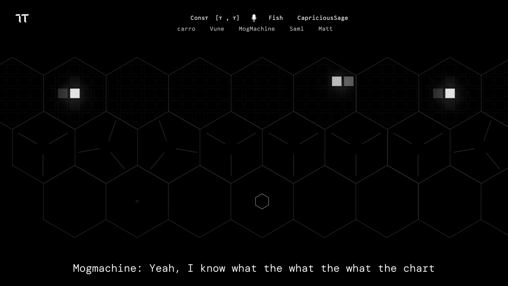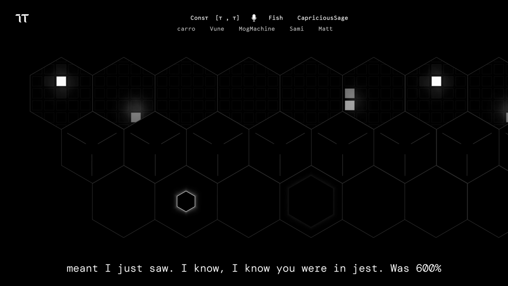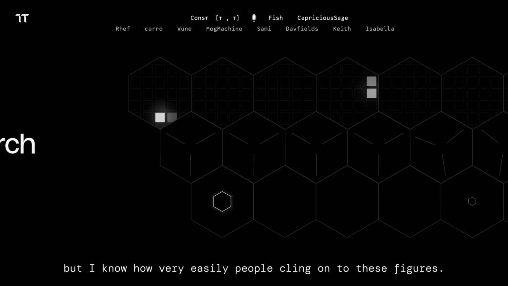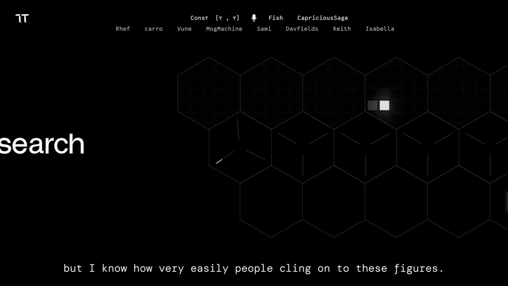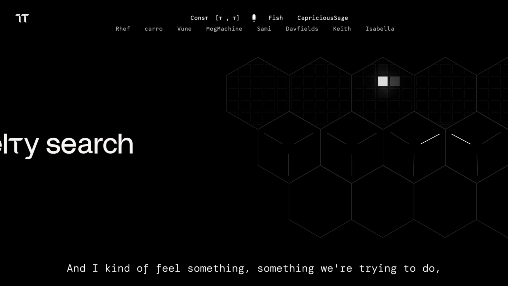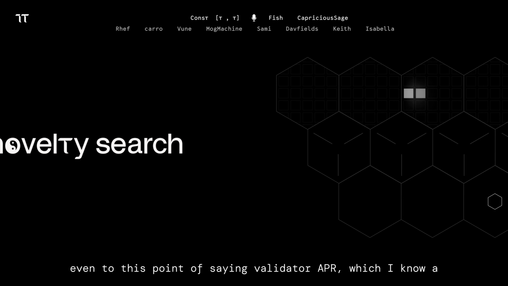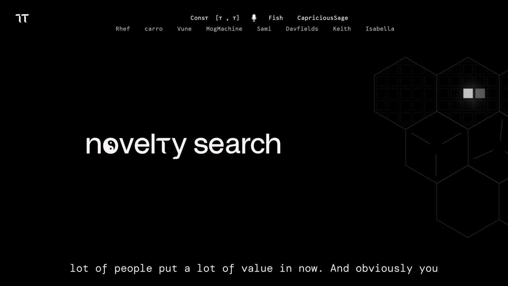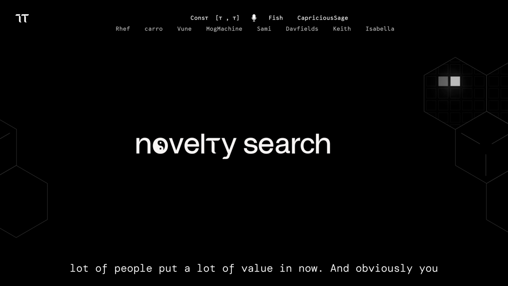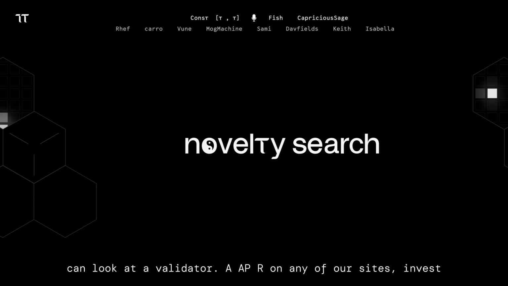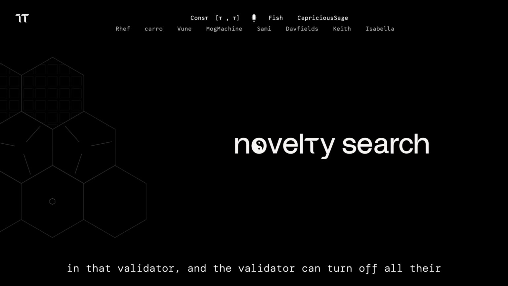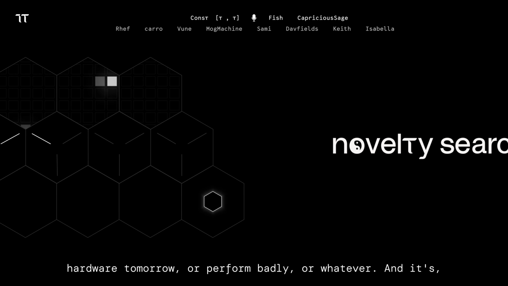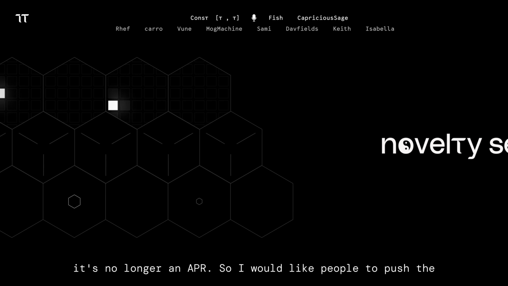Yeah, but I know what the chart meant. I know you were in jest with 600%, but I know how very easily people cling onto these figures, and I kind of feel something we're trying to do, even to this point of saying validator APR, which I know a lot of people put a lot of value in now. And obviously, you can look at a validator APR on any of our sites, invest in that validator, and the validator can turn off all their hardware tomorrow or perform badly or whatever, and it's no longer an APR.